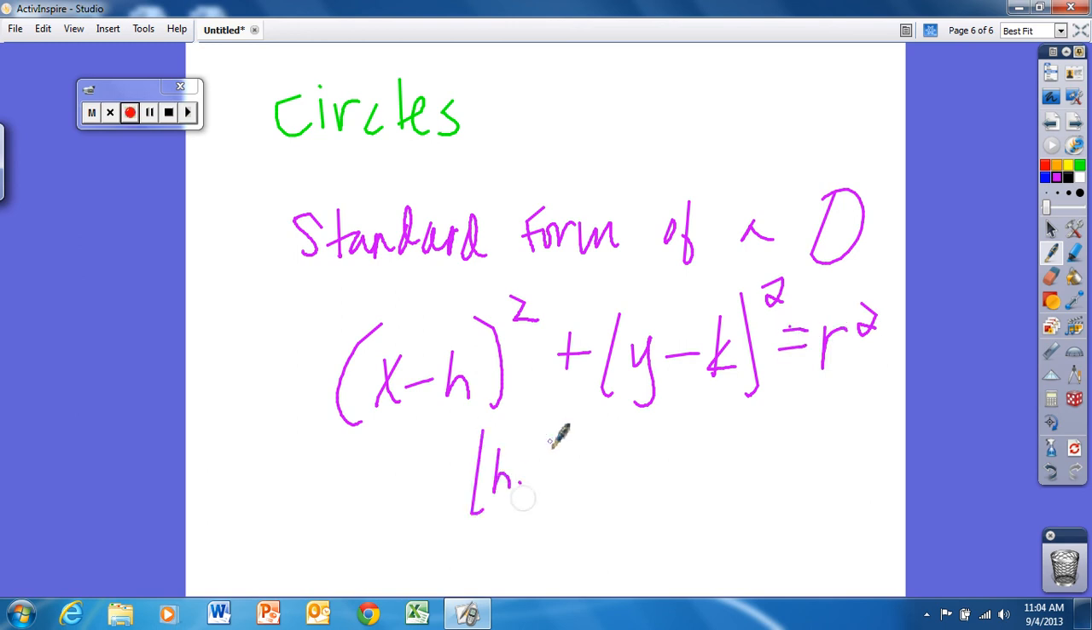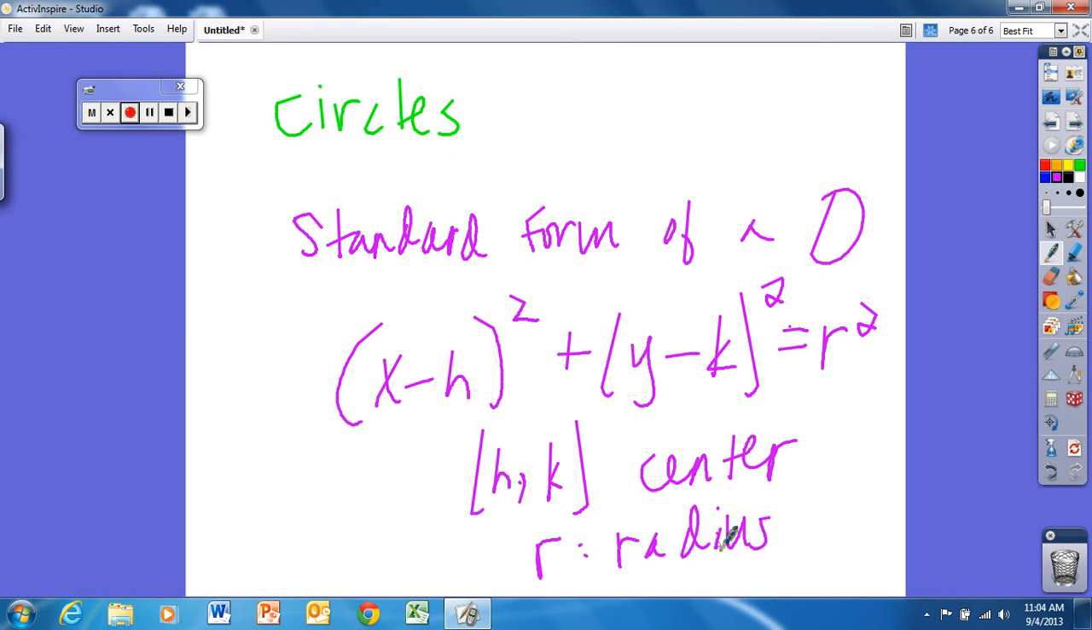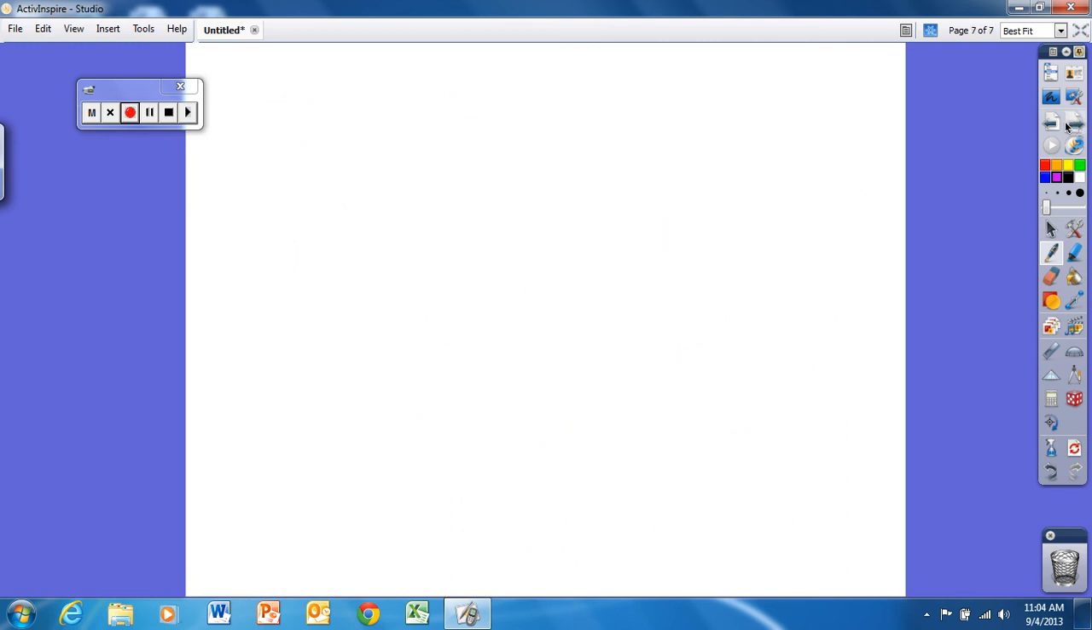And (h, k) is the center, and r is the radius. Now, I am fully aware of how dumb it is that they use two different letters, and there's some mathematical derivation that could take hours for me to prove to you why they use the letters h and k. Basically, h represents the x value of the center, and k represents the y value of the center. That's all it is.